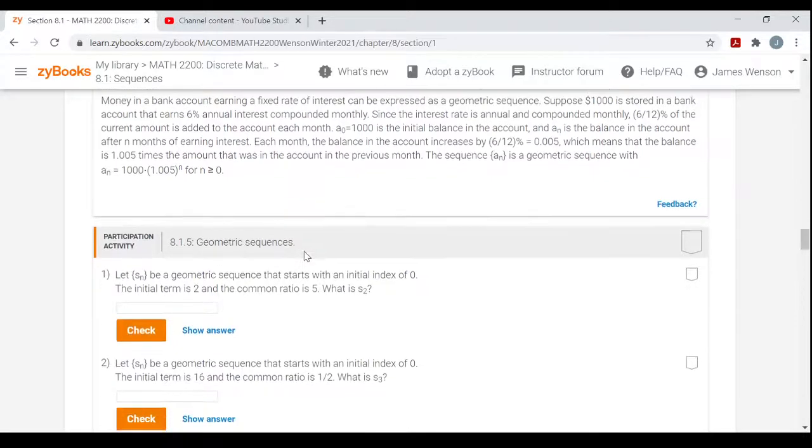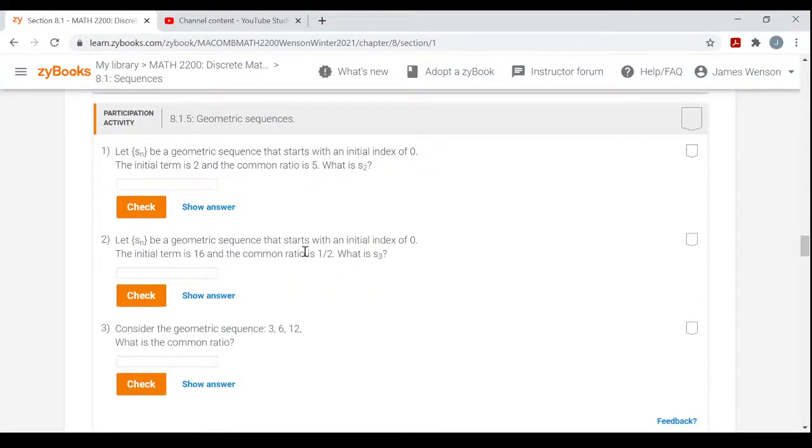All right. So for example, let s sub n be a geometric sequence that starts with an initial index of 0. The initial term is 2 and the common ratio is 5. What is s sub 2? All right, so again, I'll go to some paper.